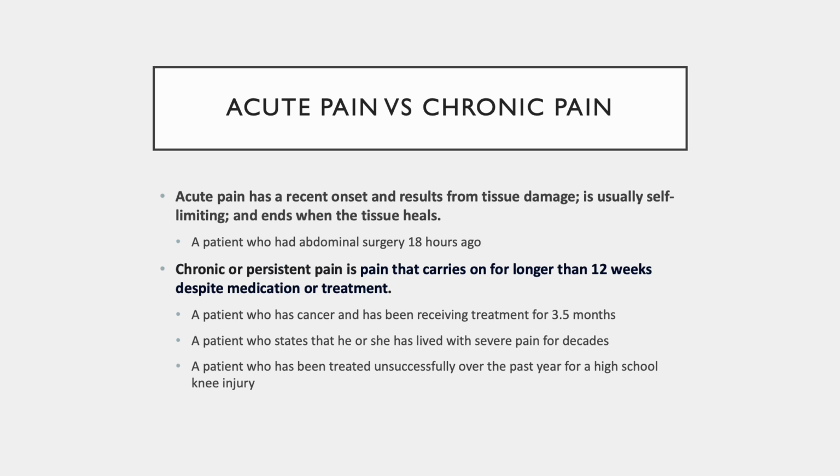So patients who are getting chemo and have been on chemo for cancer for 3.5 months. Someone who has had severe pain for decades, right? That'd be a chronic patient. Someone who has been treated unsuccessfully for the past year for a high school knee injury, right? That would be considered, again, a chronic patient because we're over that 12-week threshold. So we can go to the next slide.